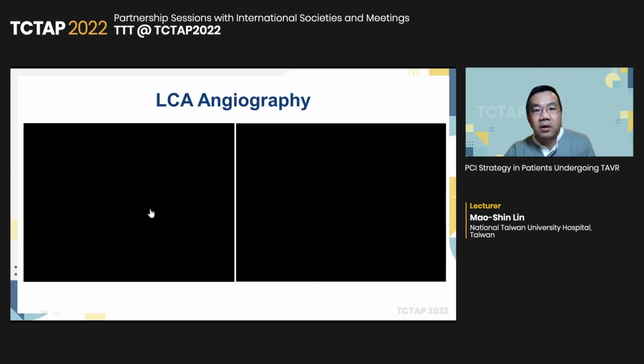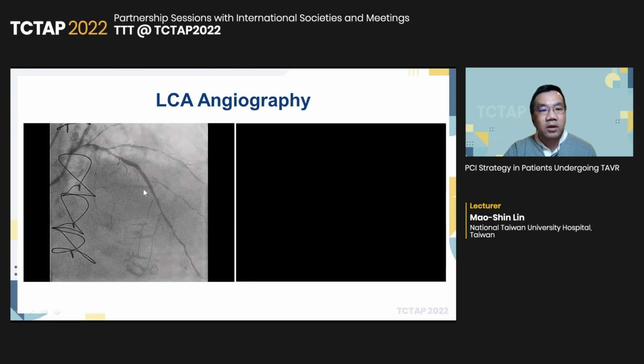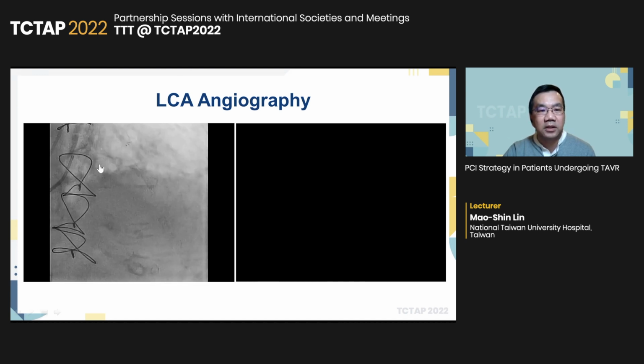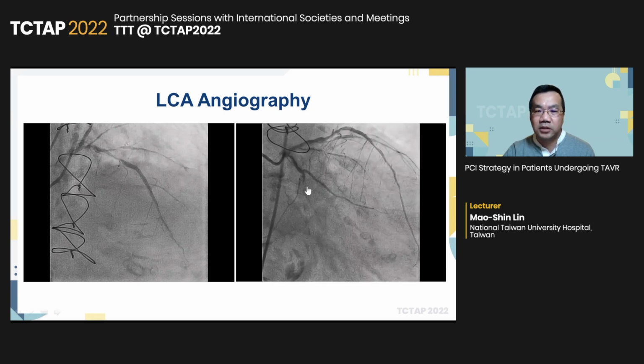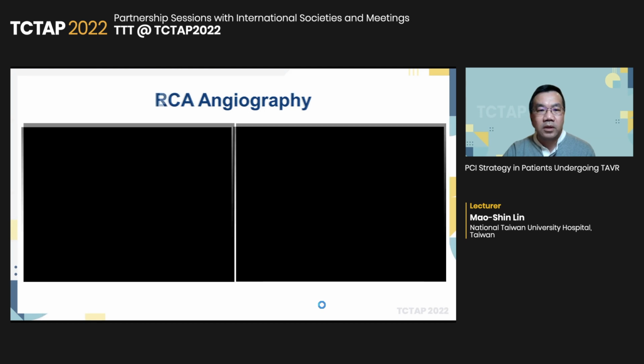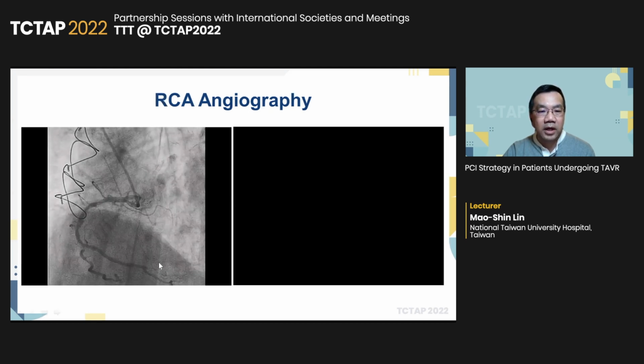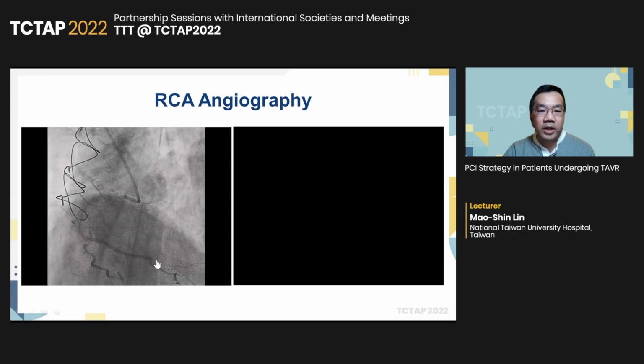We did an angiogram before the TAVR. You can see that the stent is okay, but proximal to the stent, there's a significant lesion, and the circumflex is totally occluded. And for the RCA, you can see that the distal RCA PLA is occluded.